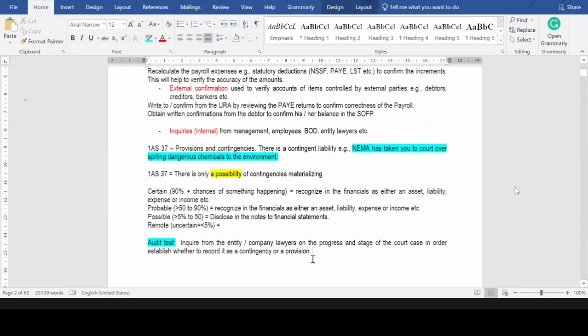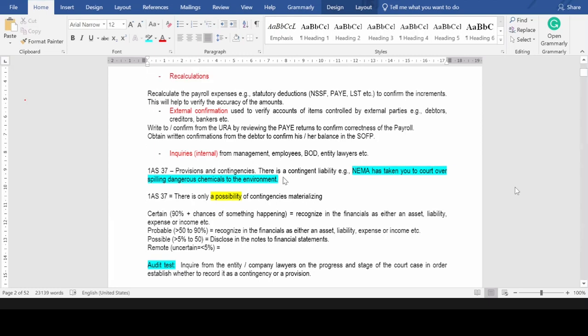But there are also other things you can inquire about. For example, from the board, you can inquire whether they approved certain transactions. You can inquire whether they have allowed management, for example, to recruit and other aspects. So inquiries are internal, inquire from internal personnel, whereas external confirmations, you are confirming a certain transaction or a certain asset or liability from an external party, as I put them across.